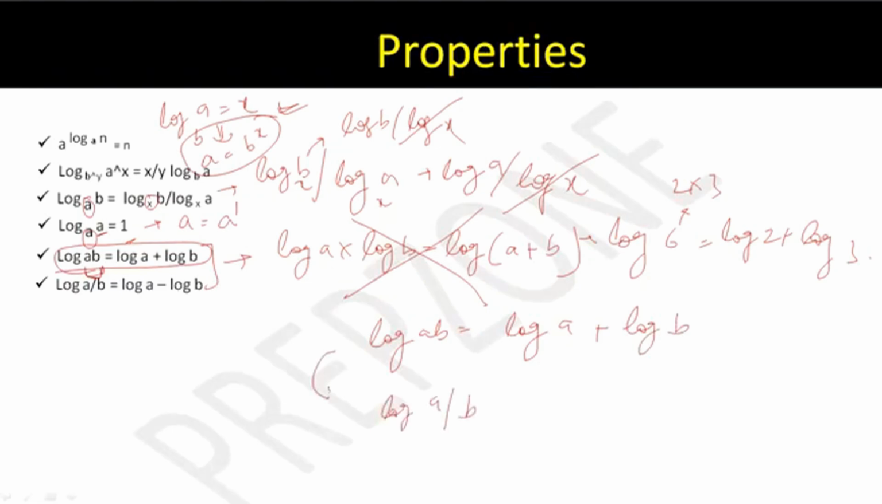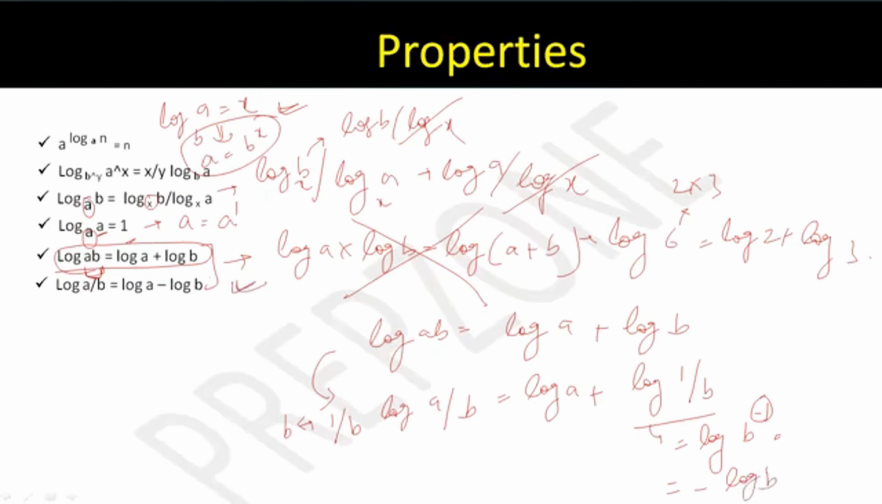What I will do is simply replace b by 1 by b, and I'll get this equation. If I do this, the final result should also be in the same proportion. So log a, I have to replace b by 1 by b. Log of 1 by b is what? b to the power minus 1. I can bring this outside, so this is minus log b. Hence log a minus log b is the final identity. This is the proof.